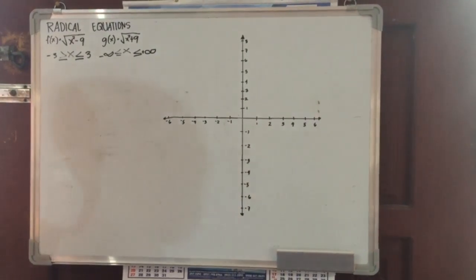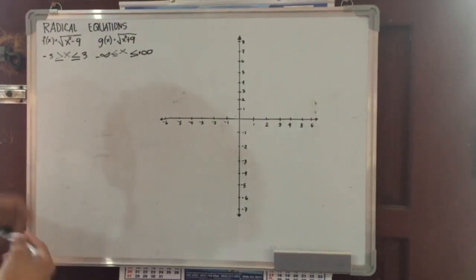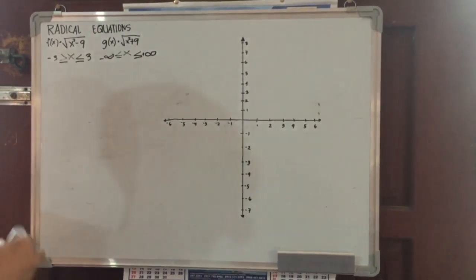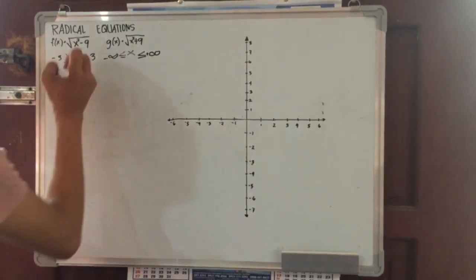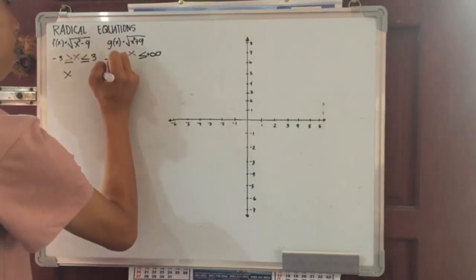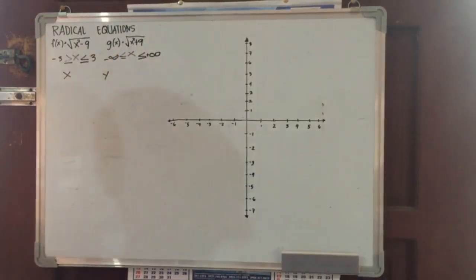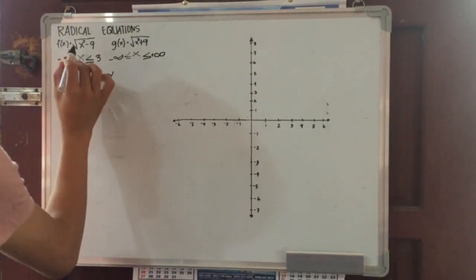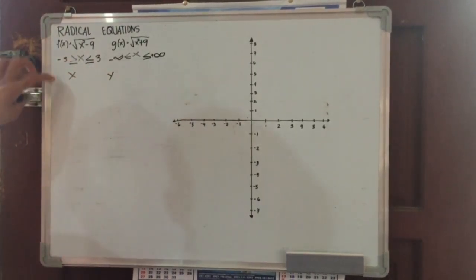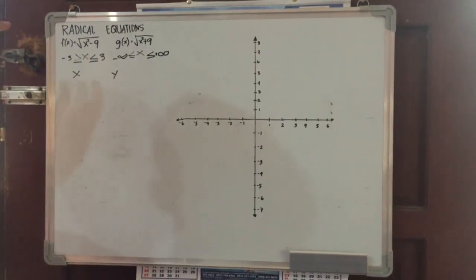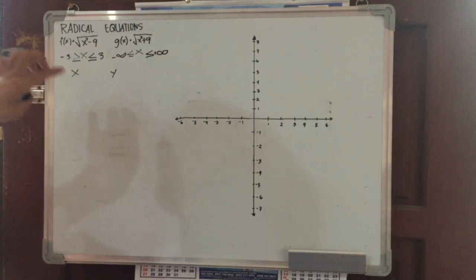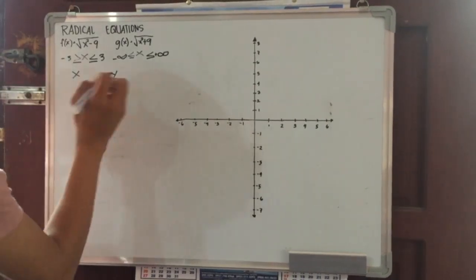So the next thing we need to do is to plug in the values of x to our function. So to simply do that, we can have our x and y table. So for our first function, the f of x is equals to the square root of x squared minus 9. So our domain is x should be less than or equal to -3 and greater than or equal to 3.